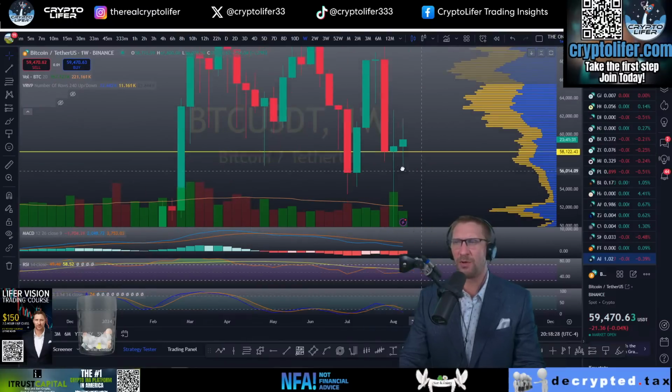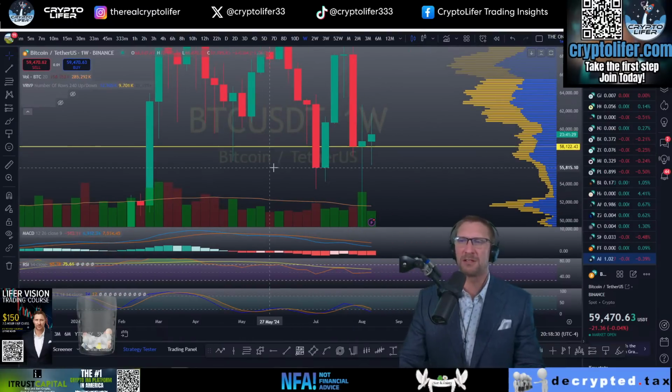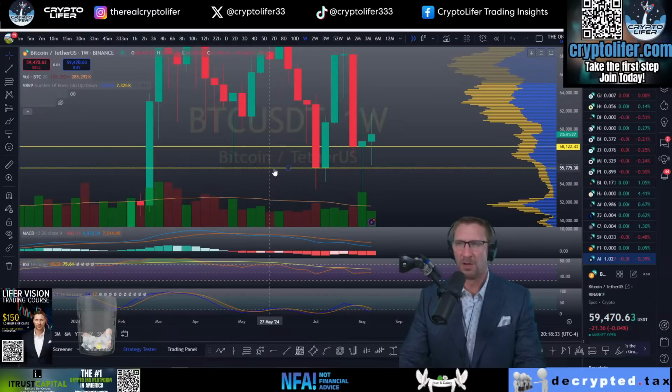So yeah, we can't really close a weekly candle below 58,000. If we do, then you have to assume we're coming to test 55,000 and then possibly test this node here at about 51,000.